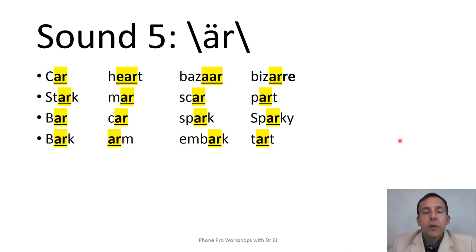Now, let us continue to the following slide, but before I go ahead and do that, please, let us take a look at how this sound can be represented by different combinations of letters. Example, AR, like in this case, but we also have EAR, and we say heart. We don't say heart, we say heart. So for the most part, it's AR, but you can have EAR, or like here, you can have AAR, and say bizarre, bizarre, okay?